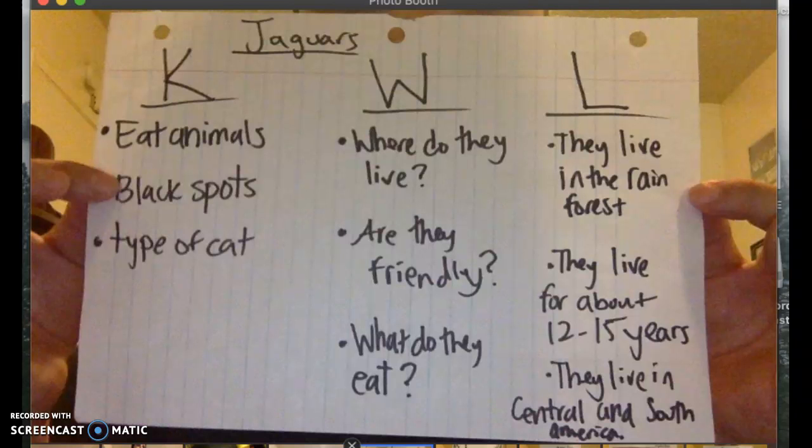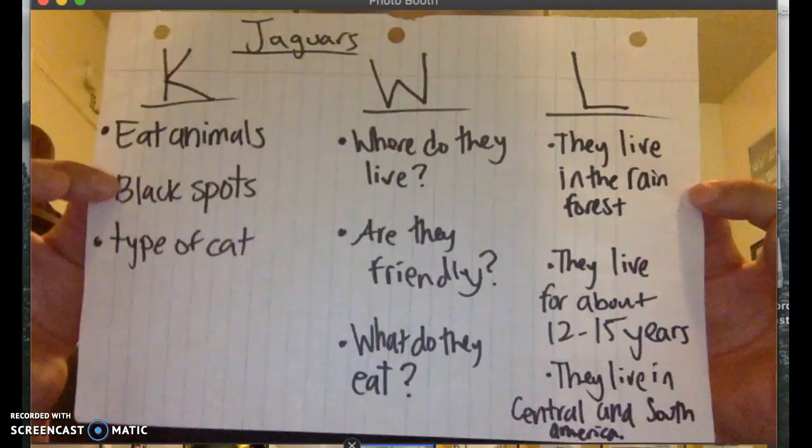The K stands for what they know, the W stands for what they want to learn, and the L stands for what they learned. Before the lesson, we usually fill out the K part, which for this lesson about jaguars, the students knew that they eat animals, they have black spots, and they're a type of cat. What they wanted to learn is where they live, are they friendly, and what they eat.